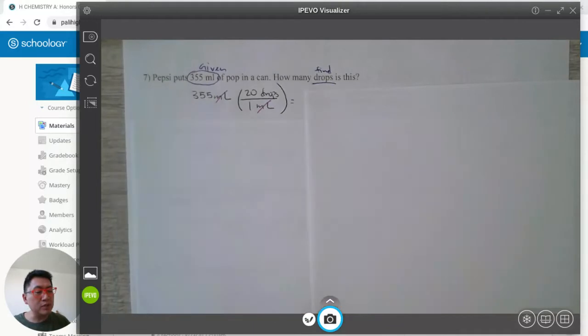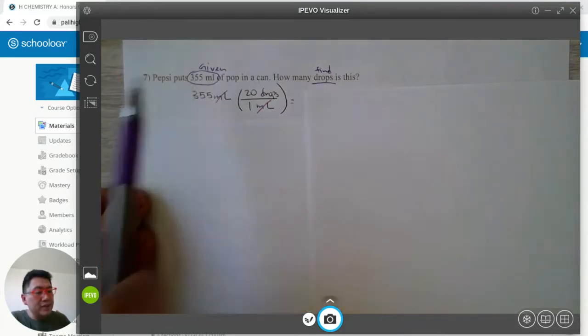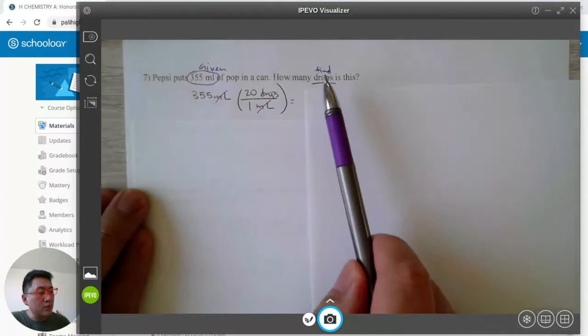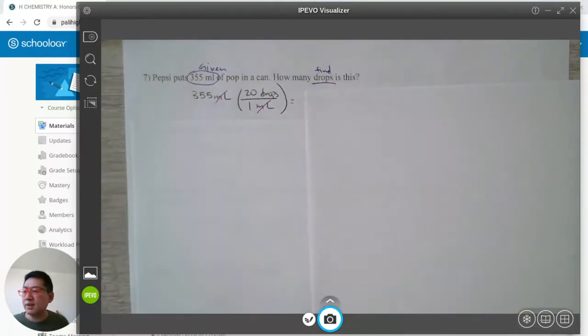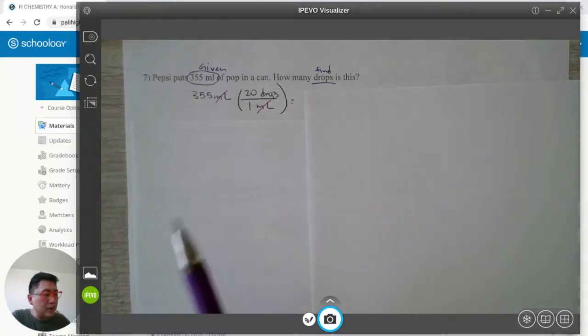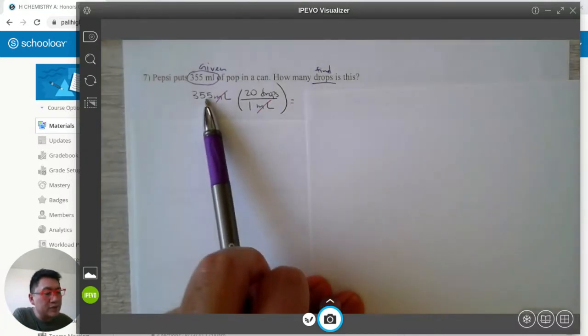It says Pepsi puts 355 milliliters of pop in a can. How many drops is this? So what I'm given is 355 milliliters. What I'm trying to find is the number of drops. So I'm given 355 milliliters, and I want to know how many drops. Now, how do I know? I always start with my given, 355 milliliters.